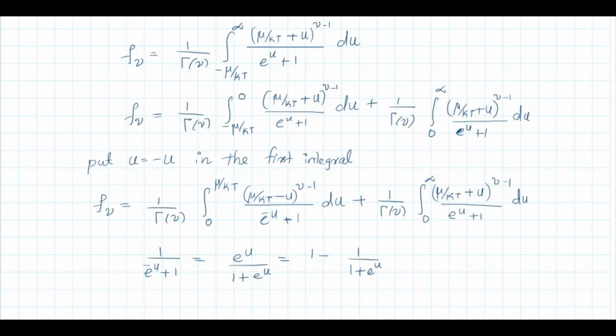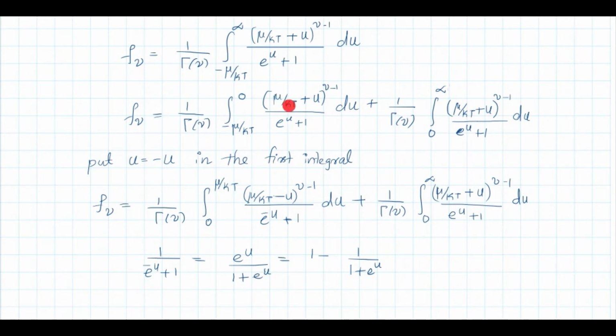Therefore, f nu can be written as 1 by gamma of nu, integral minus mu by kt to infinity, mu by kt plus u whole raised to nu minus 1 divided by e raised to u plus 1 du. Now I will split this limit minus mu by kt to 0 and 0 to infinity. So I will get two terms. Then in the first term, put u equal to minus u.